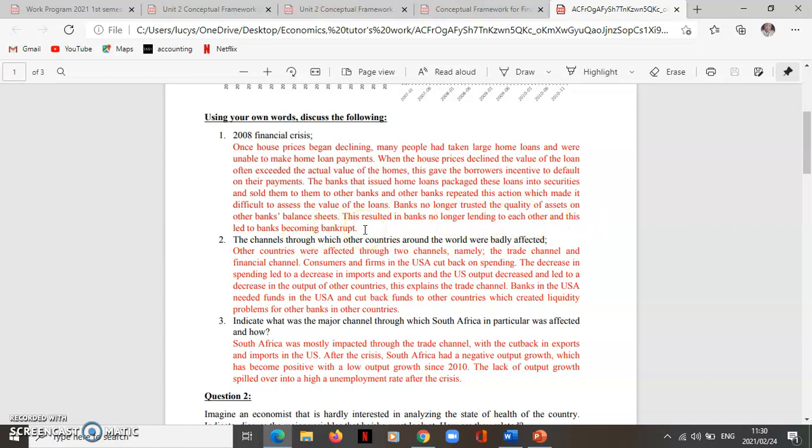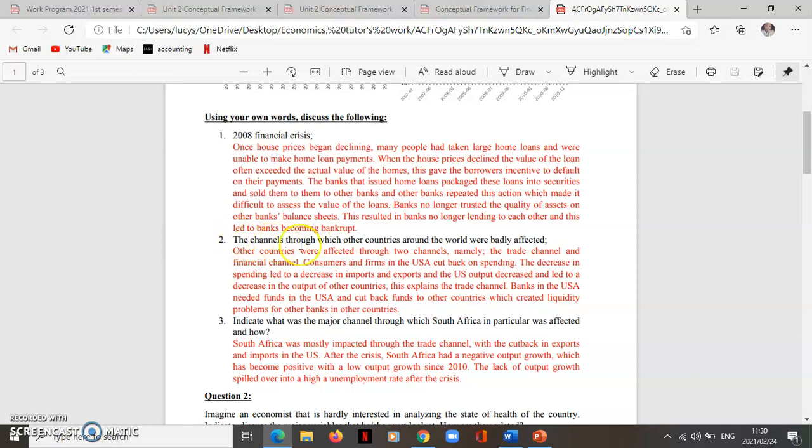I have already said before that the financial crisis left banks on the verge of bankruptcy because banks could not trust one another and they could not lend to each other anymore.